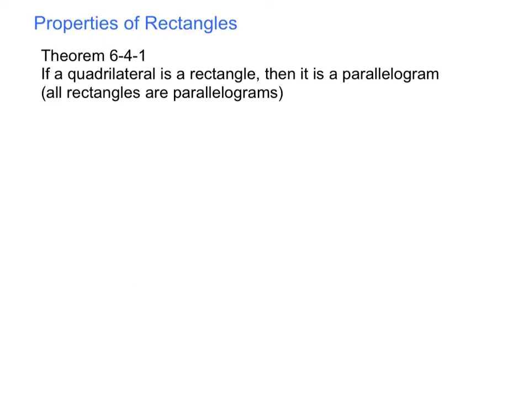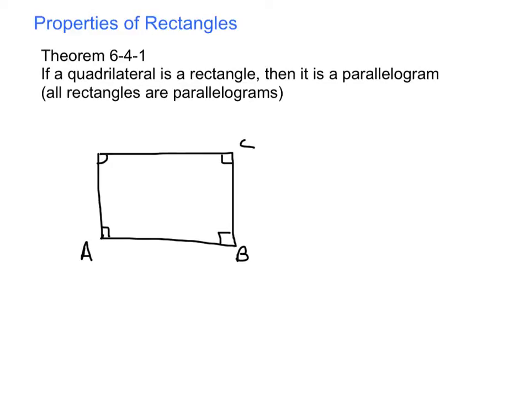Now let's go ahead and talk about 2 theorems dealing with rectangles. The first, theorem 6-4-1, says if a quadrilateral is a rectangle, then it is a parallelogram. In other words, all rectangles are parallelograms. So if you have a rectangle, we know it's a rectangle because of the 4 right angles, and we can call it, again, rectangle ABCD. So if we have this rectangle, because of this theorem, we instantly know that ABCD is a parallelogram.